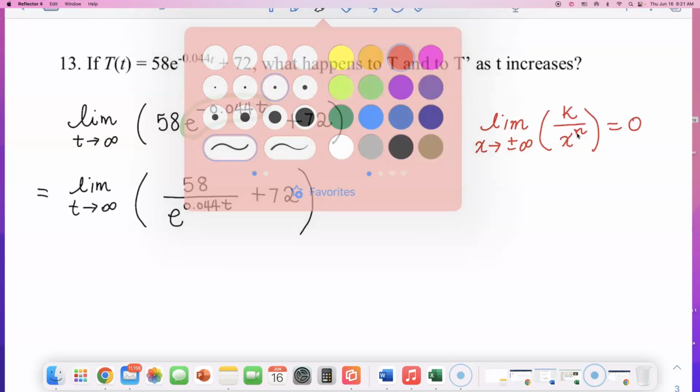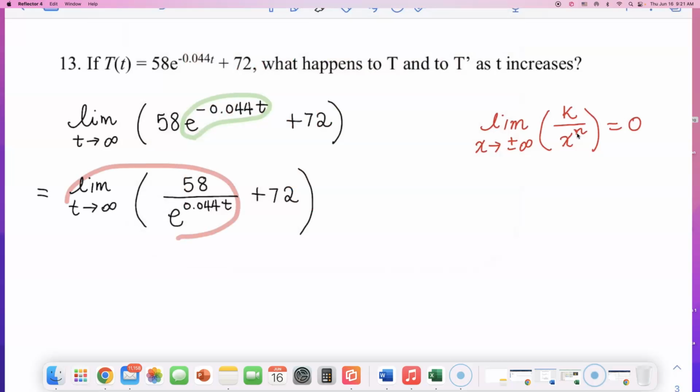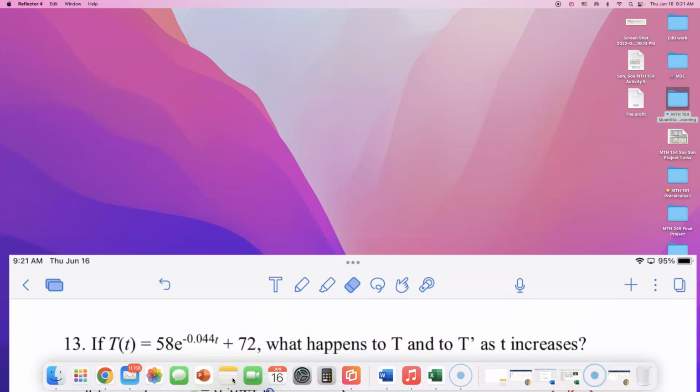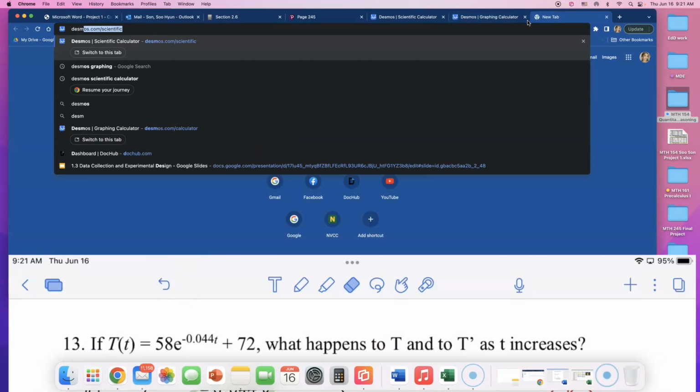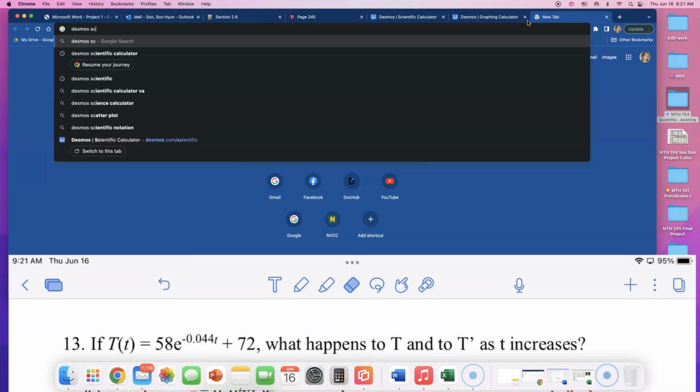I'm going to circle this in red. What I circled in red is going straight to 0, because imagine we are dividing 58 by an exponential term, e raised to an infinite power. All right, hold on. If you don't believe me, I'm going to write this in a Desmos scientific calculator, just a calculator.